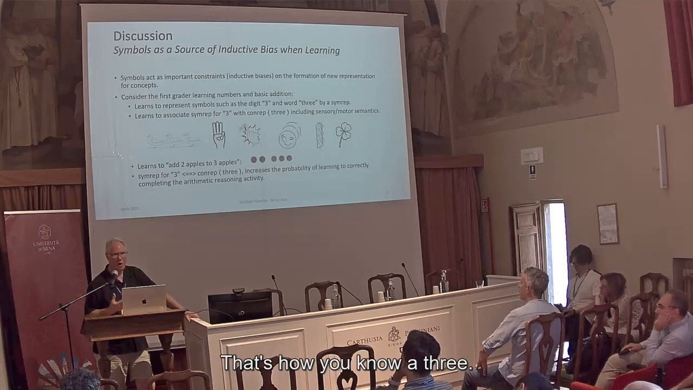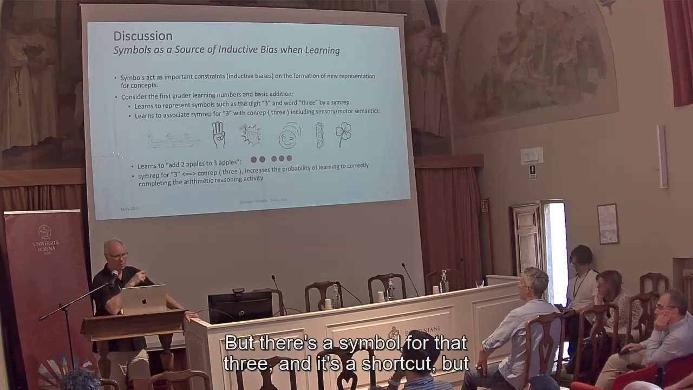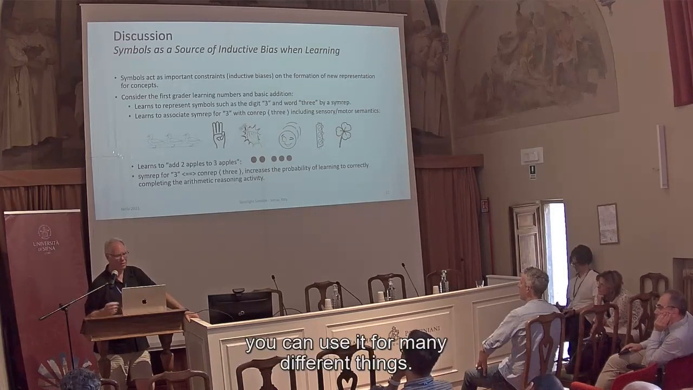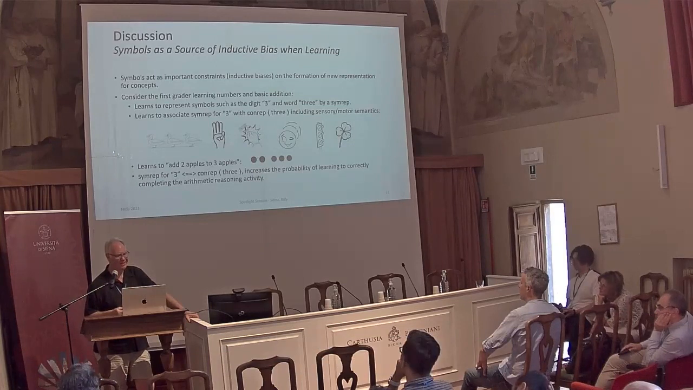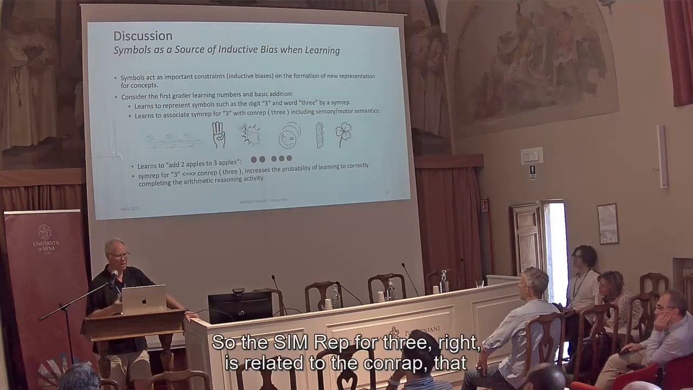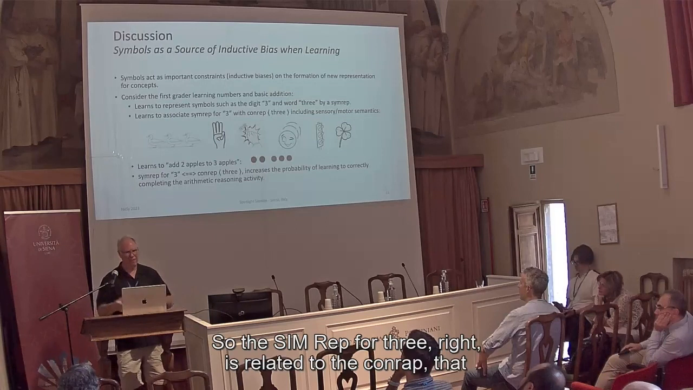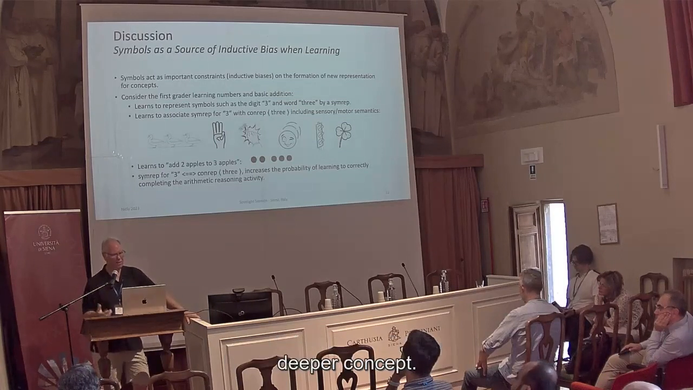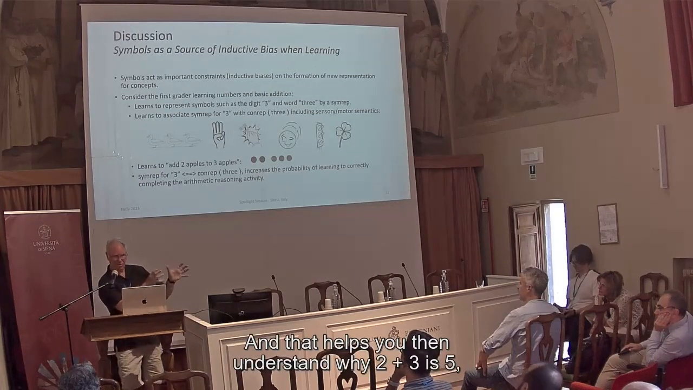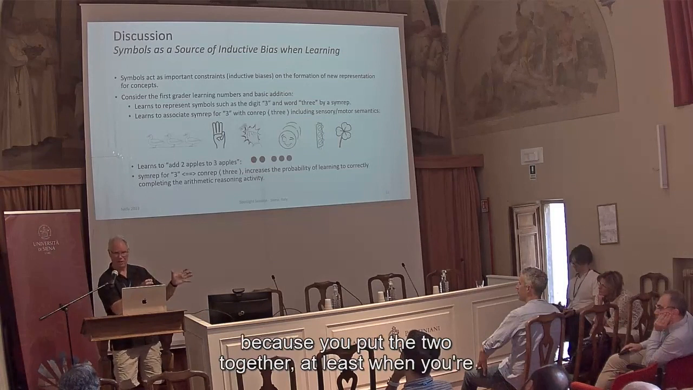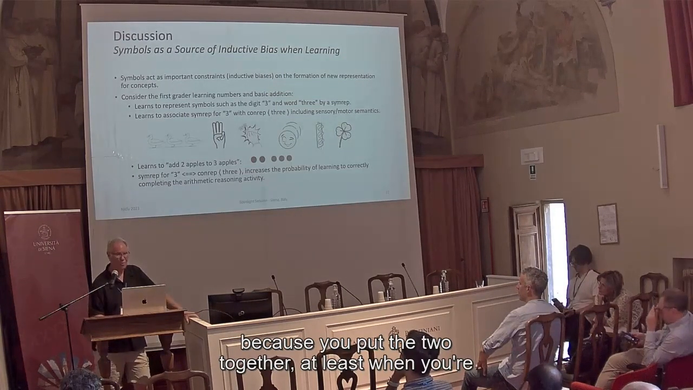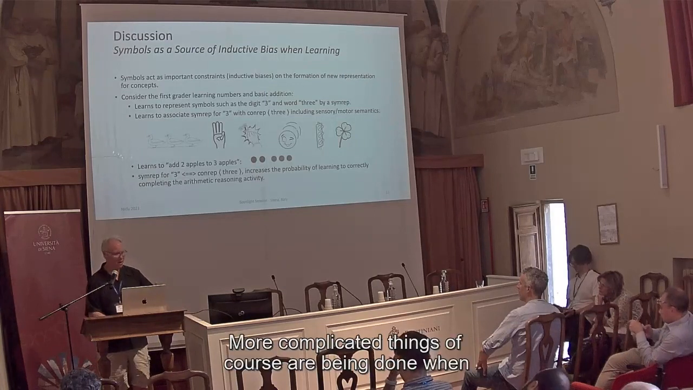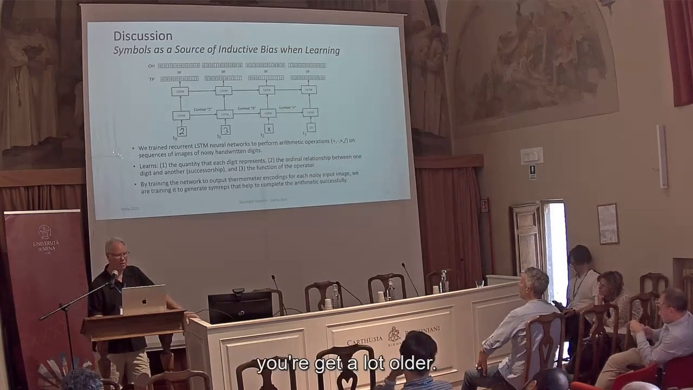3, that's how you know a 3. But there's a symbol for that 3, and it's a shortcut. You can use it for many different things. So the sim rep for 3 is related to the con rep, that deeper concept. And that helps you then understand why 2 + 3 is 5, because you put the 2 together, at least when you're very young. More complicated things, of course, are being done when you get a lot older.